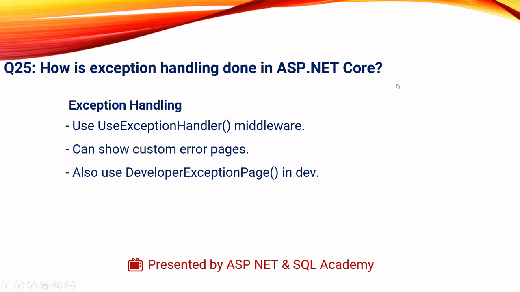ASP.NET Core handles exceptions using UseExceptionHandler for production and UseDeveloperExceptionPage for development. You can show friendly error pages or log the issues.